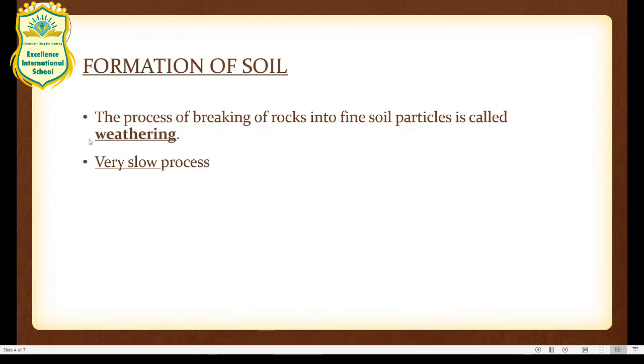So now you know that it's a very slow process. Okay. So I hope you remember weathering. The process of breaking of rocks into fine soil particles is called weathering.